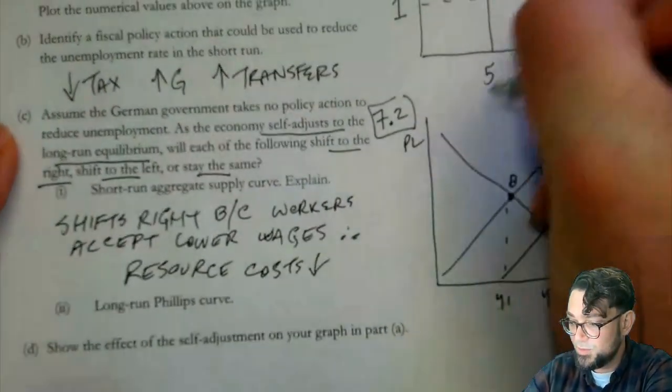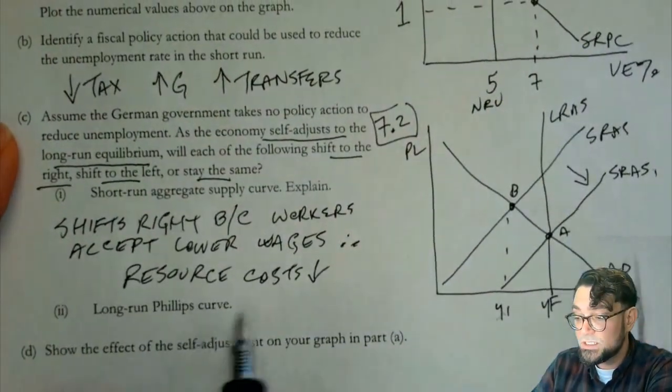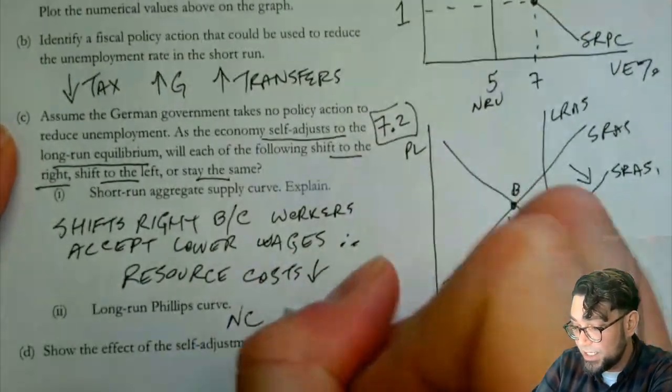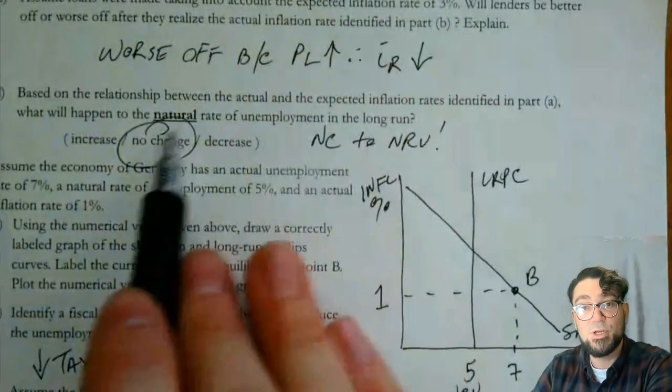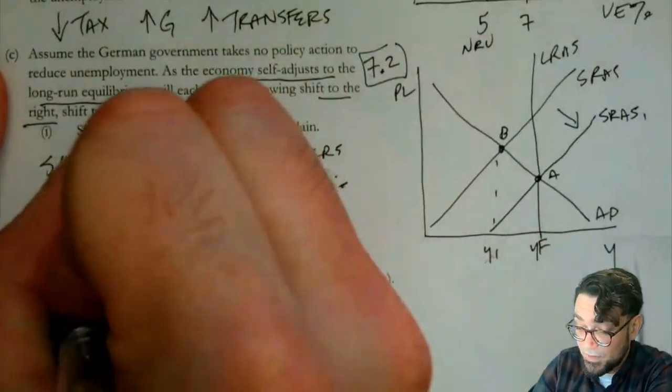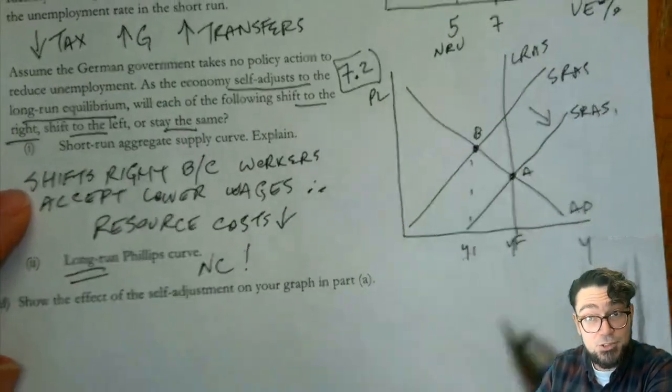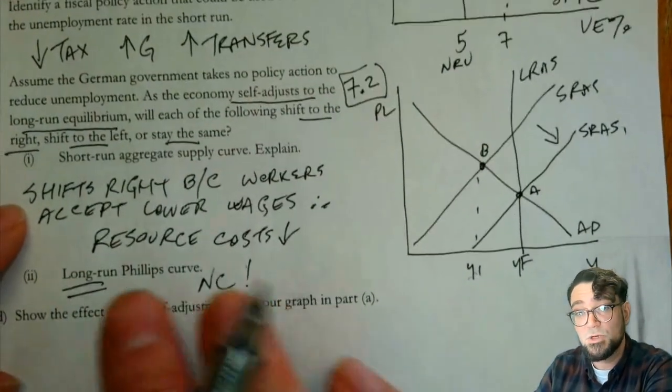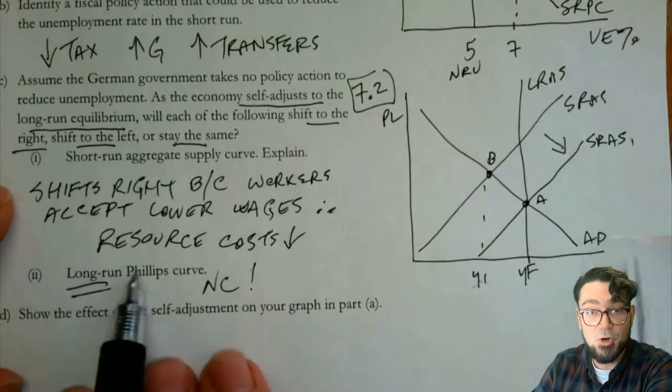And that really just drives it home. That's why the SRAS is increasing: it's actually cheaper to produce, right? Then the long run Phillips curve is the natural rate of unemployment, right? So this is the same question, no change, as what we had just a moment ago up here. No change to the natural rate of unemployment. There's no change to that long run Phillips curve. The short run would change. But that's not what this question's asking necessarily, this part anyways.